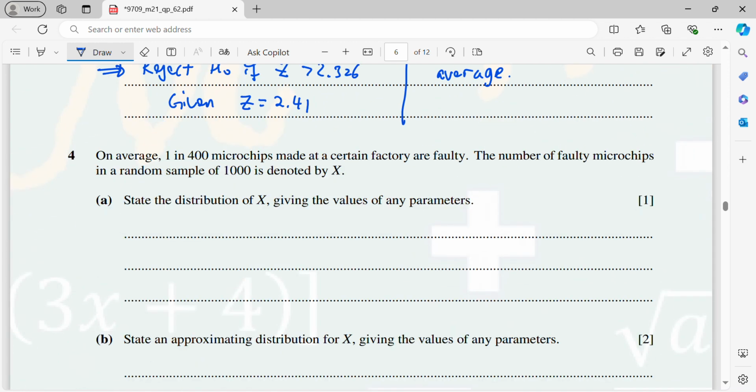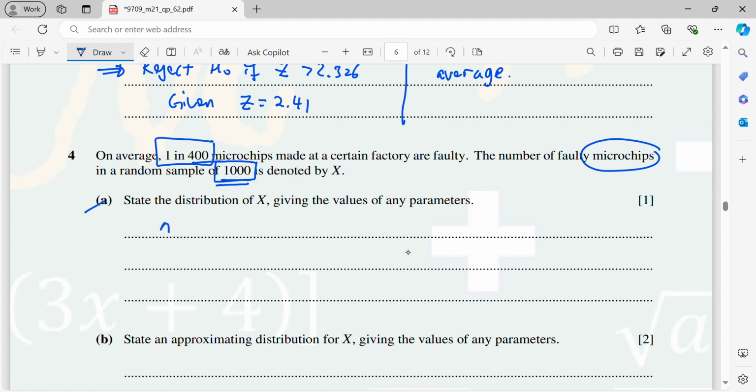Question number 4. On average, 1 in 400 microchips made at a certain factory are faulty. Now, the number of faulty microchips in a random sample of 1000 is denoted by X. Now, A, state the distribution of X giving the values of any parameters. So now, the microchips will be a discrete random variable, and there are 1000 here. So then the probability of faulty is 1 in 400, that means 1 over 400.